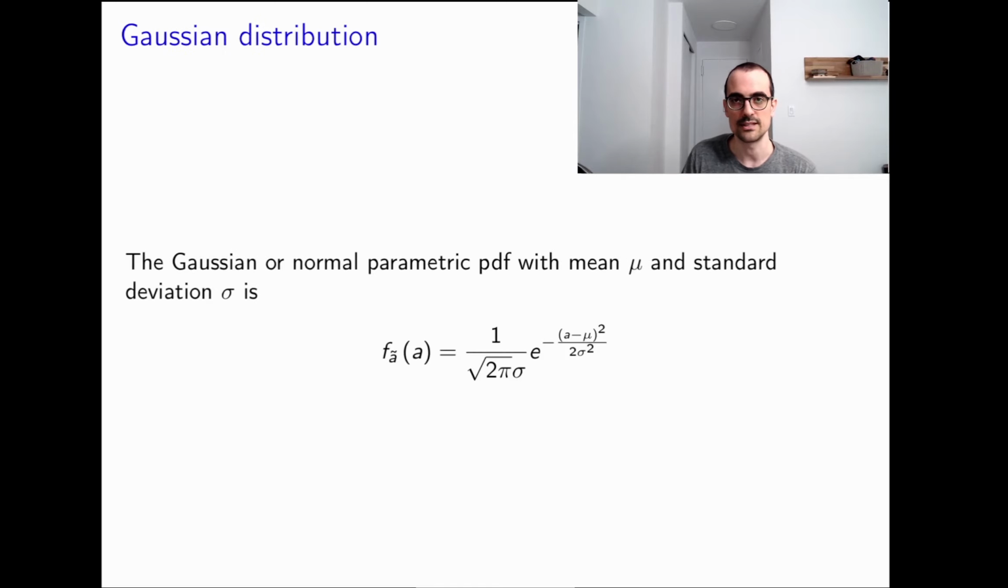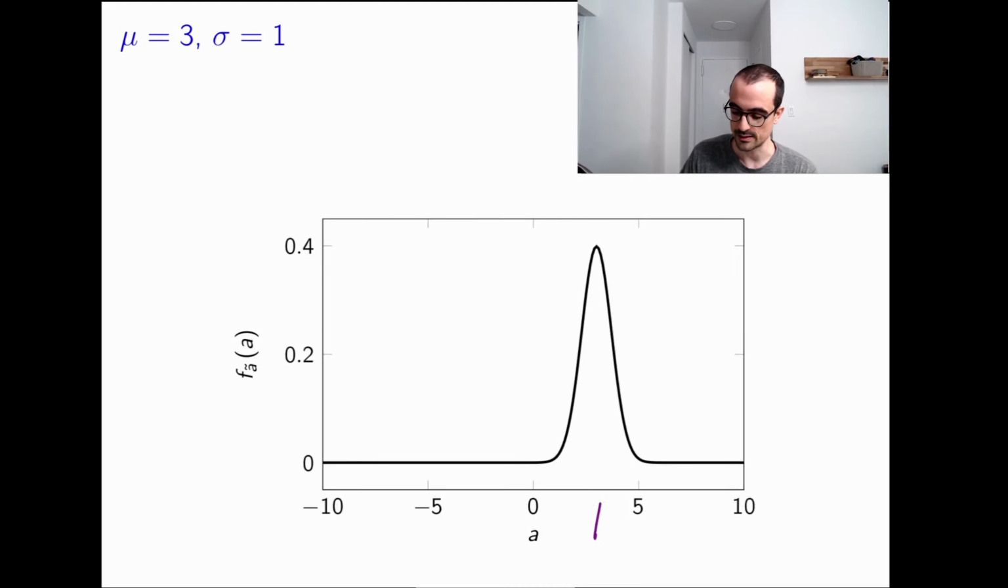Alright, so a Gaussian distribution is a bell-shaped distribution that has a mean parameter mu and a standard deviation sigma. This is the function that gives you the density. The mean tells you where the density is centered. The standard deviation tells you how spread out the density is.